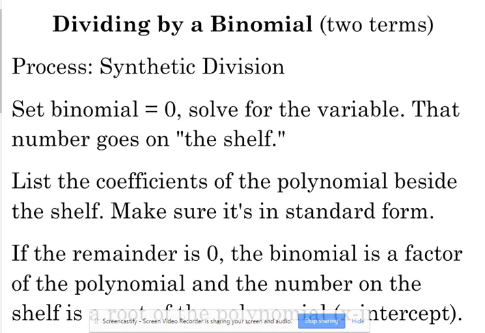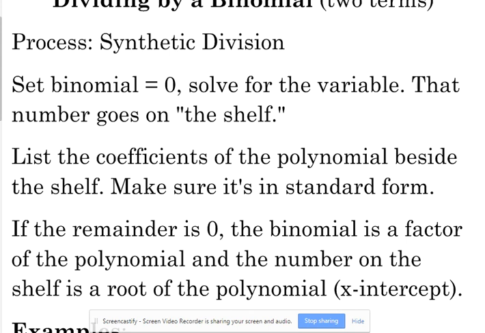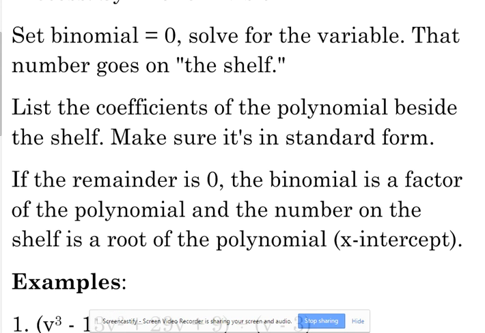We'll do the simple cases today, and then we'll get to the more difficult stuff on Monday. So a binomial has 2 terms. We're actually going to look at 2 processes to do this, but the first one we're going to look at is synthetic division. Okay, so we start by setting the binomial equal to 0. We solve for the variable, and that number goes on what we call the shelf. We're going to list the coefficients of the polynomial beside the shelf. You got to make sure it's in standard form.